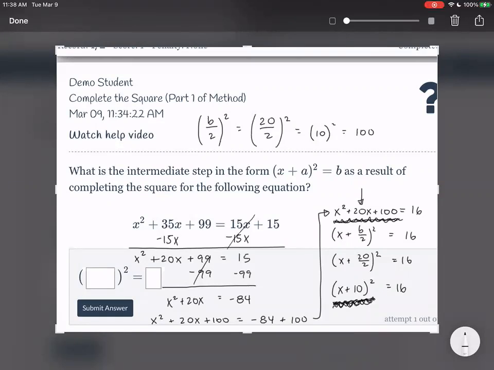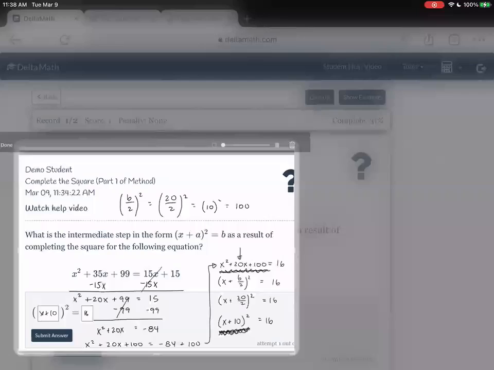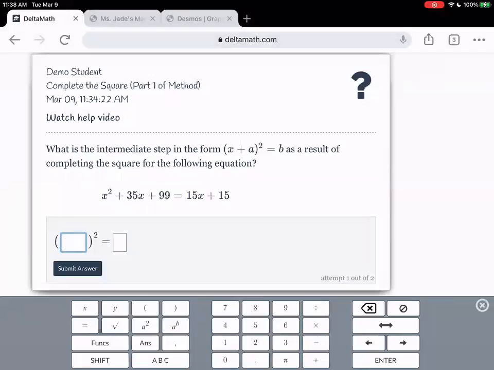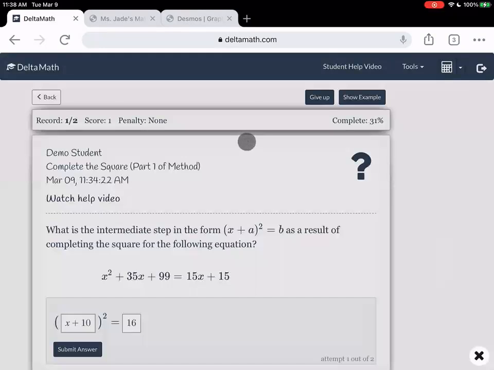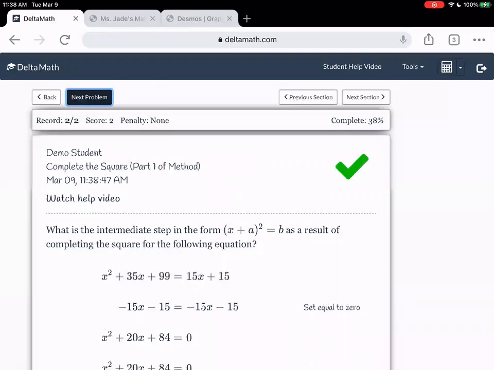Okay, so let's put this in over here. This is our final answer: x plus 10 squared is equal to 16. And because none of you had questions earlier, I'm just going to submit it now. x plus 10 squared equals 16. Okay, and that's it for this video.